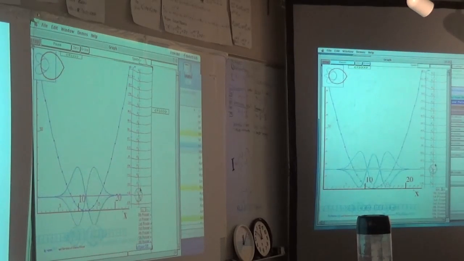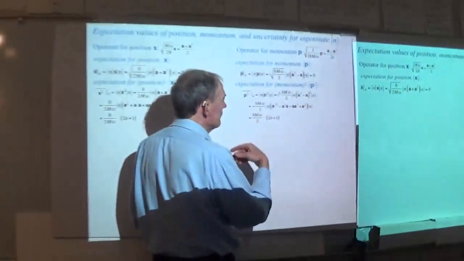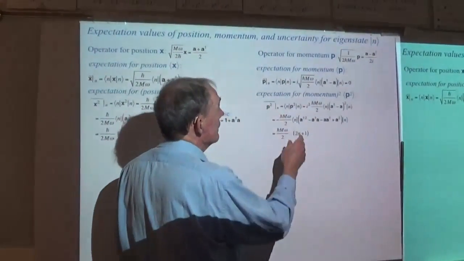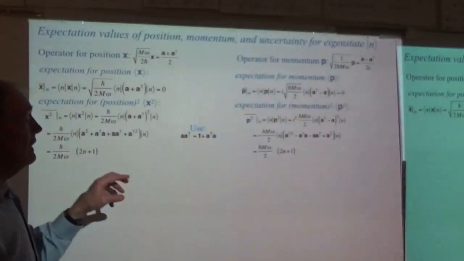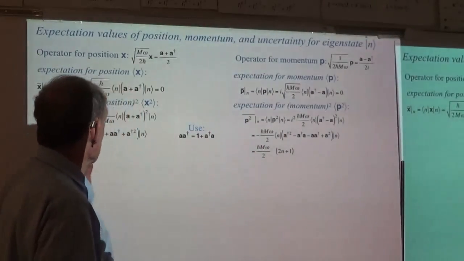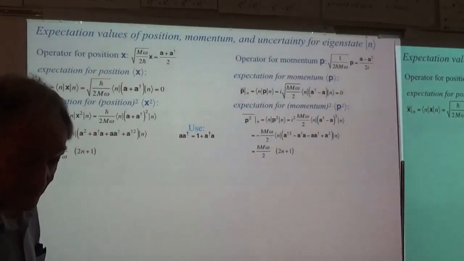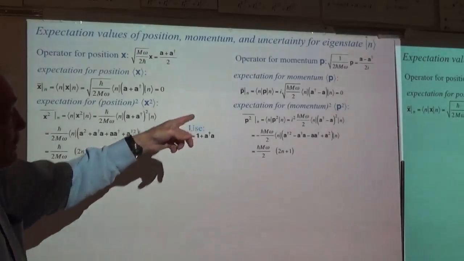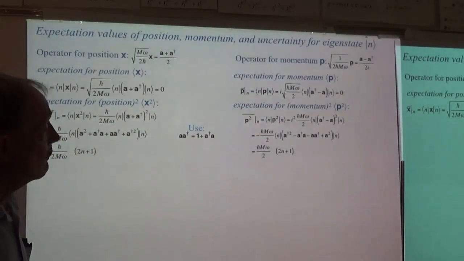This comes out to be quite a bit of a mess at first, but when you use your normal order effect and get all of the destructive operators to the right, you end up with just 2n plus 1 for both of these, and then a constant. And that's why I kept those constants, because you can see these are very different units, so they have to have different coefficients.